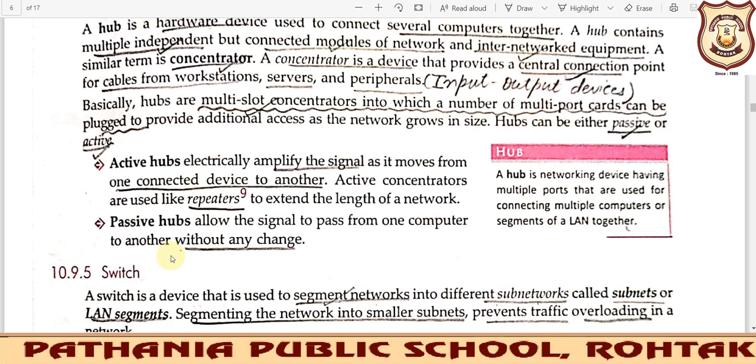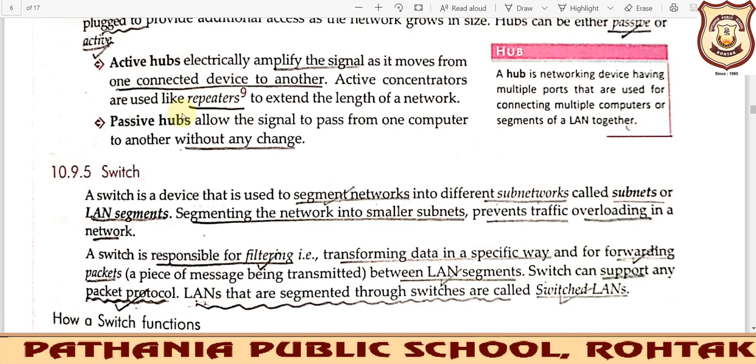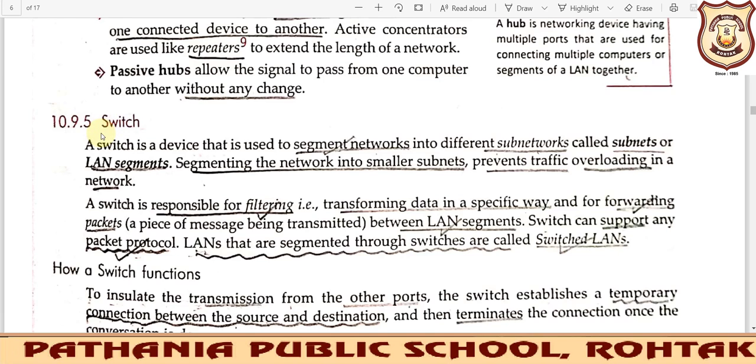Okay, so repeaters are actually repeating the signals for a longer duration, or we can say for a longer distance, so that the quality of the signal may not get deteriorated. Fine. So passive hubs, they are not doing any amplification. Active hubs, they are doing amplification. So if the distance is more, we'll go with active hub instead of passive hub.